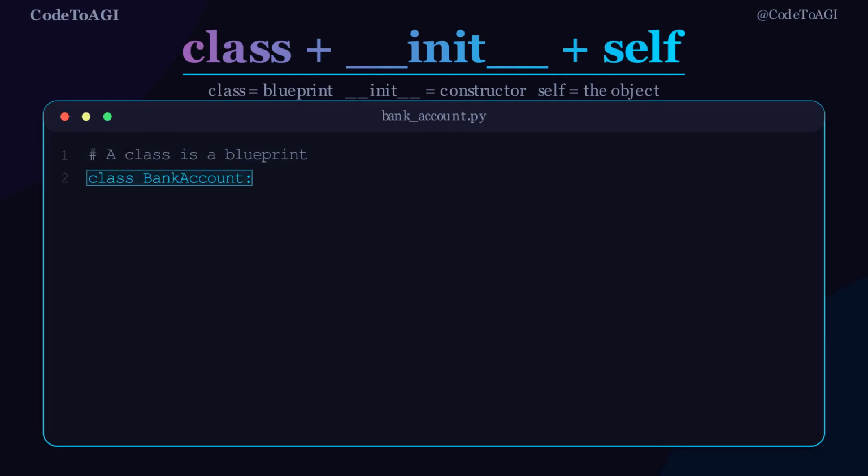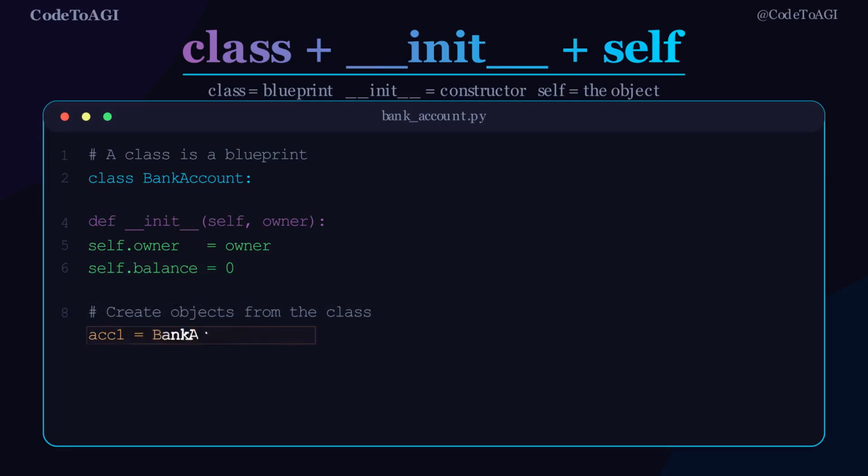Class BankAccount, that is the blueprint. Def __init__. The constructor runs automatically when you create an object. Self is the object itself. self.balance equals 0. Every new account starts at 0. self.owner equals owner. We store the owner name.